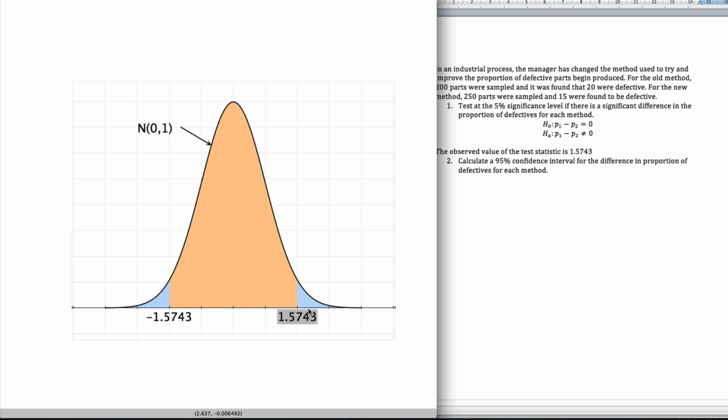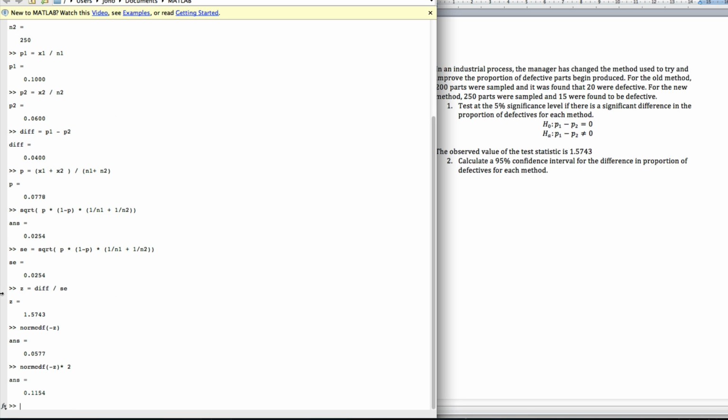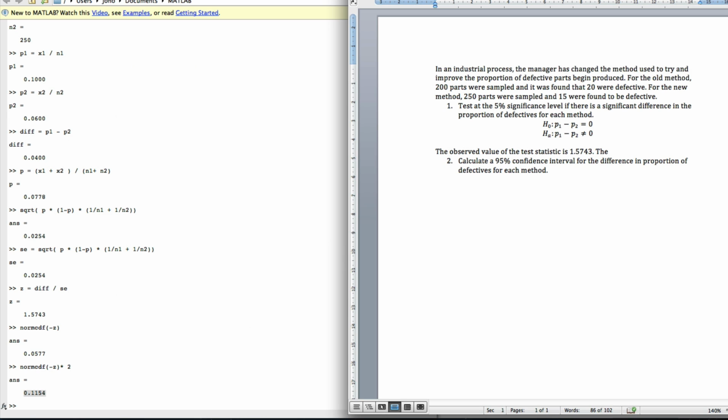So we've got our 1.5743, what we've observed, and we've got the negative of that. We've got a standard normal because we've got Z, and we want the blue area. The easiest way to get that is to work out using the CDF the area to the left of this, and times it by 2. So basically we want norm CDF of negative Z. That gives the blue area to the left, and we times that by 2. It's about 0.1154. So that's the p-value. We retain the null hypothesis as the p-value is greater than 0.05.